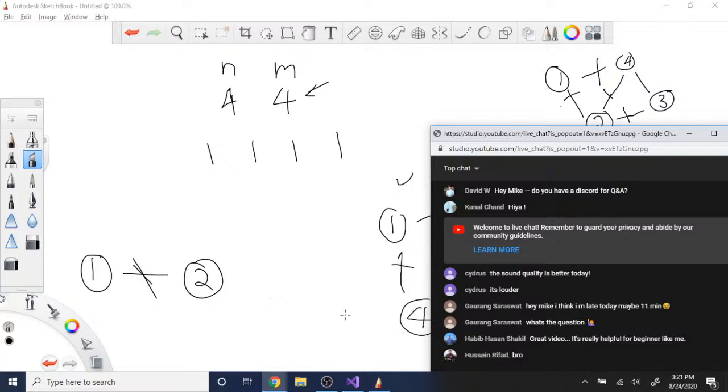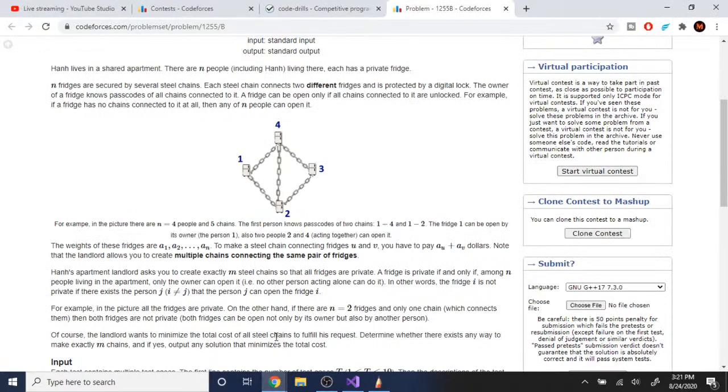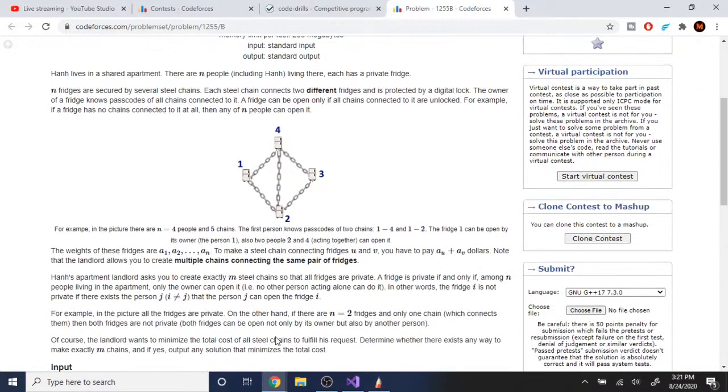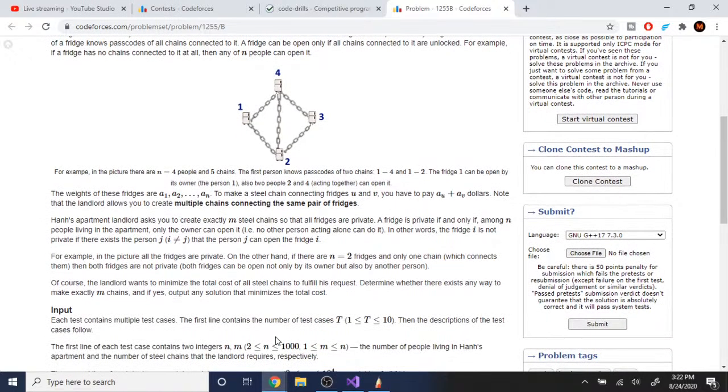Let's see. The question is Fridge Lockers, round 601. Each steel chain connects 2 different fridges and is protected by a digital lock, and the owner knows the passcode of all chains connected to it. A fridge can be opened only if all chains connected to it are unlocked. Okay, I understand that. For example, if a fridge has no chains connected to it, n people can open it. Okay, I understand that. Hannah's apartment landlord asks you to create M chains so that all fridges are private.